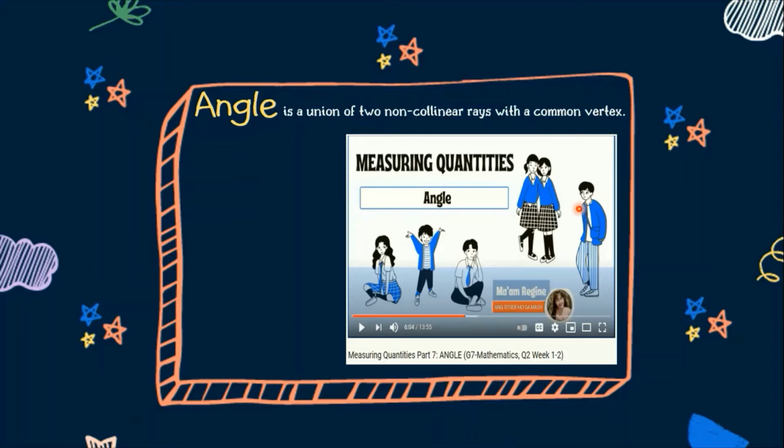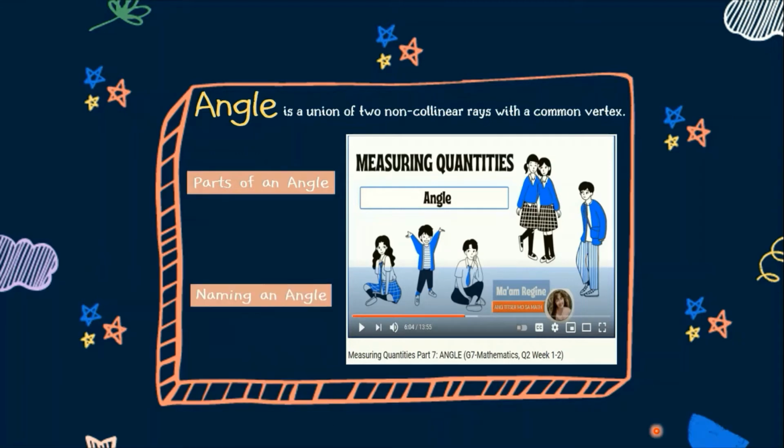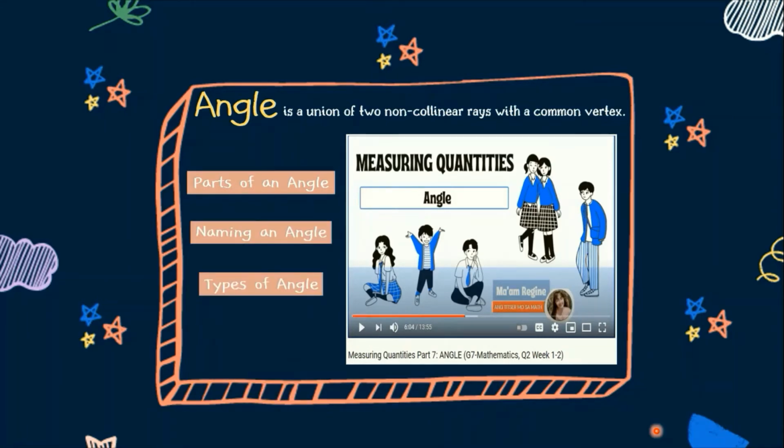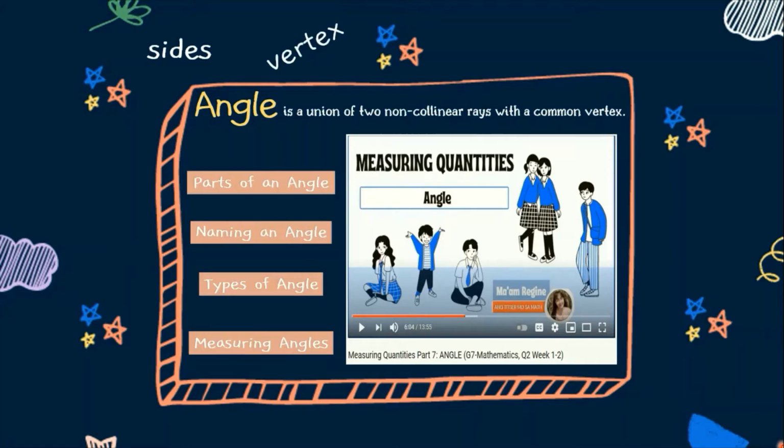Because in this video about angles, we're able to discuss its basics. We have discussed the parts of an angle, naming an angle, types of angle, and measuring angles. For an overview for parts of an angle, we have the sides and the vertex. Say for instance, this is an angle. Ito yung kanyang vertex, yung common point. And then these are its two sides.